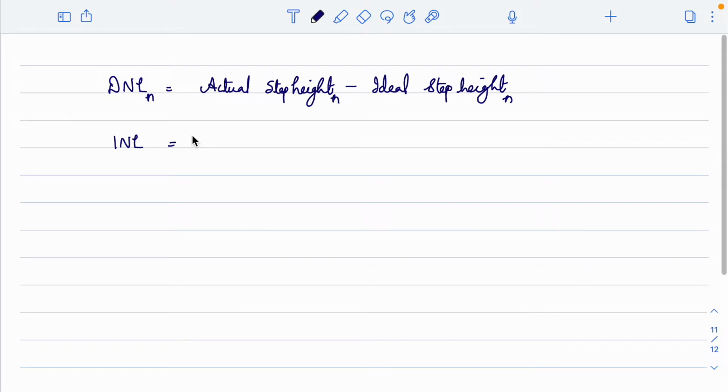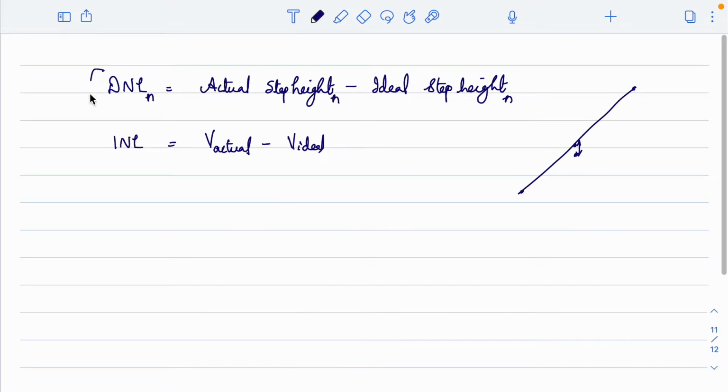INL can be obtained as the difference between the actual output voltage value and the ideal output voltage value. This is what we saw. We said we will connect the first and the last point, draw a line, and see the deviation from this line. So if this is the actual and this is the ideal, this difference will give you the corresponding INL. I hope you understood this calculation of INL and DNL from the previous classes.